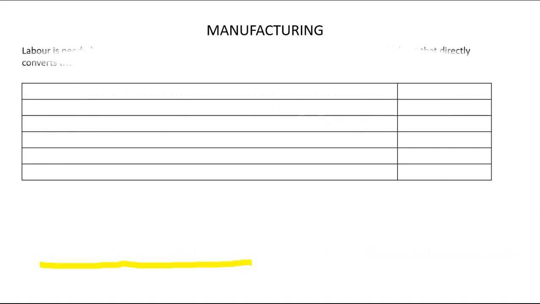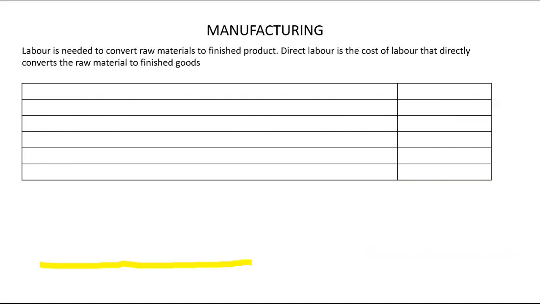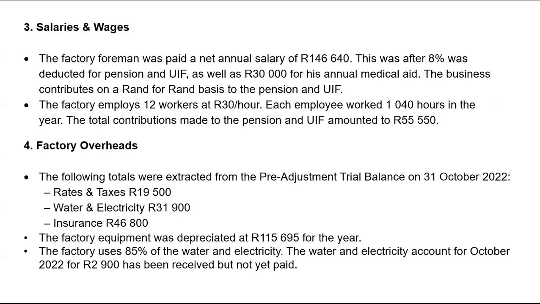The next one will be direct labor, which is the labor cost incurred to convert the raw materials to finished products. How do we account for such? Okay, I'm going to go to my information. Now, immediately when they talk about factory foreman, I'm going to ignore it because factory foreman, that is a person that is not directly involved in making a product. Therefore, factory foreman will be included as indirect labor. Indirect labor goes to factory overheads.